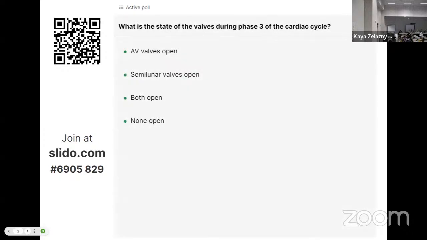Getting to those phases, we're going to check in. During the 3rd phase of the cardiac cycle, what was the state of our valves? So we know we have atrioventricular valves, AV valves, in both sides of our heart between our atria and our ventricles. We know we have semilunar valves in our great arteries coming out of the heart. In phase 3, what did we have happening?